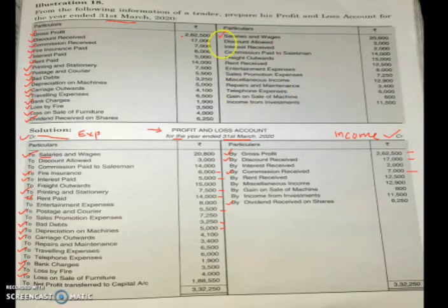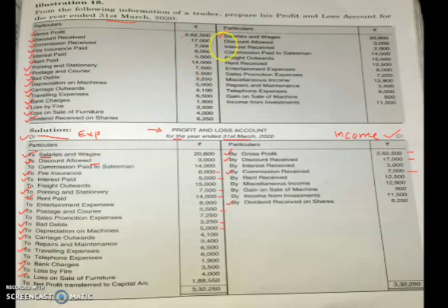Next item is discount allowed. Discount allowed is an expense for us, as we are giving our product at a discount, so that means it's a loss for us, isn't it? So that discount allowed of 3000 will be recorded on the debit side of our expenses. Okay, so here is the discount allowed.